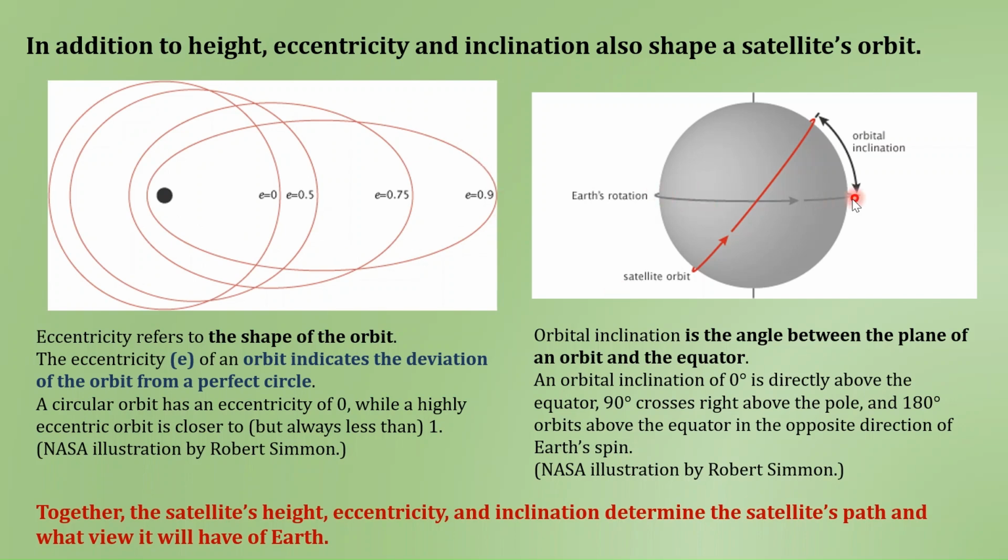Next is the orbital inclination, that is the angle between the equator and the plane of the orbit. If the orbital inclination is 0, it means the orbit of the satellite is just above the equator, and if it is 90 degrees, it means the orbit is crossing right above the pole, and if the inclination is 180 degrees, it means the orbit is above the equator, but the revolution of the satellite is in the direction opposite to the Earth's spin. So together, the satellite height, eccentricity, and inclination determine the satellite's path and how much area it will cover on the Earth.